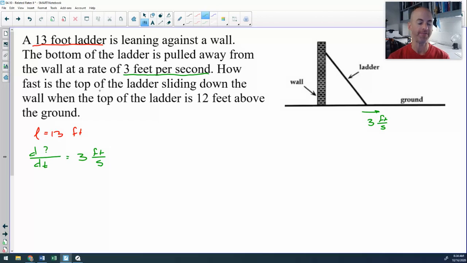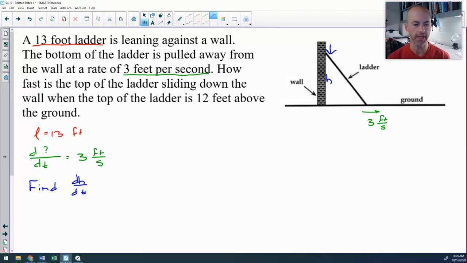And the question is, how fast is the top of the ladder sliding down the wall? So if I'm pulling the bottom away from the wall, the top must be moving down the wall. And that is the question. We want to find how fast that is changing. And if the ladder is moving down the wall, the dimension that will be changing is the height of this triangle. So I have a height, and we're trying to find the rate of change of h, so dh dt.